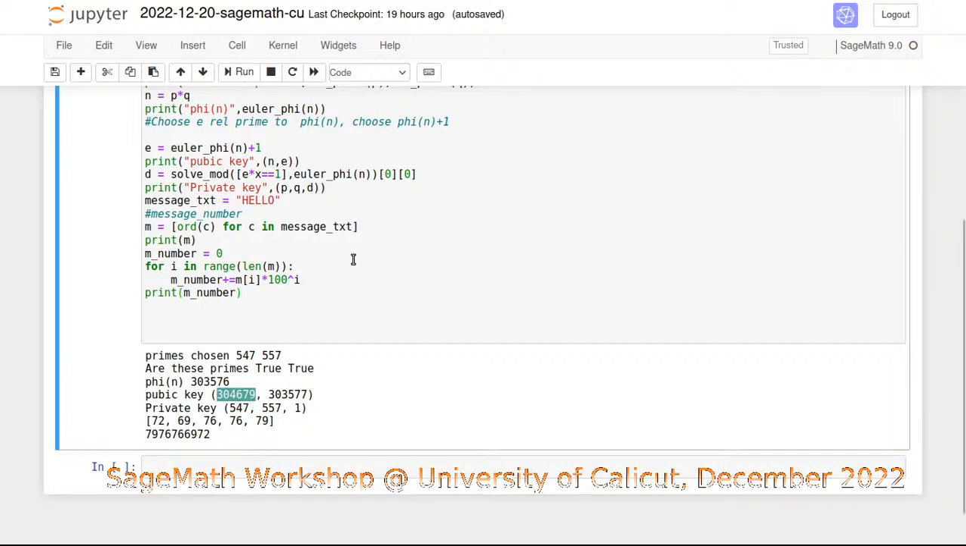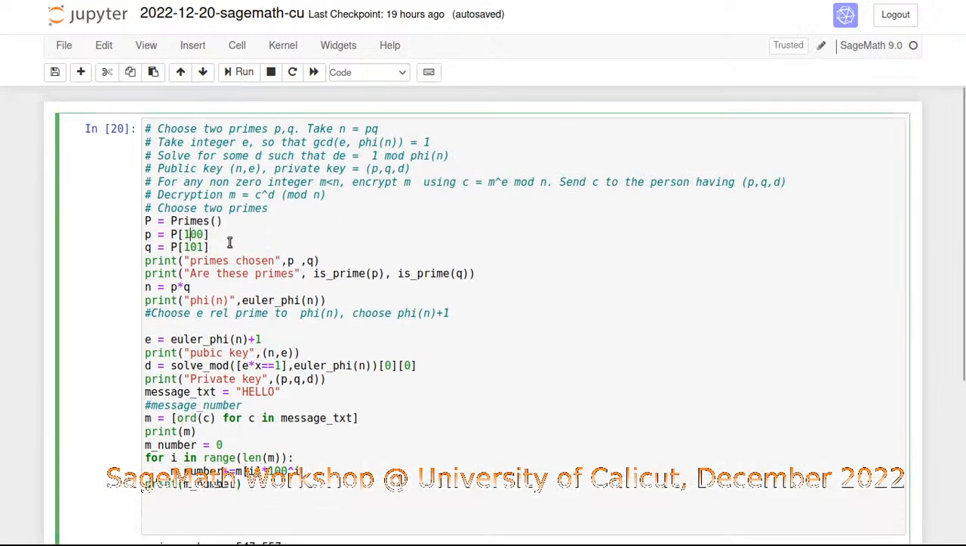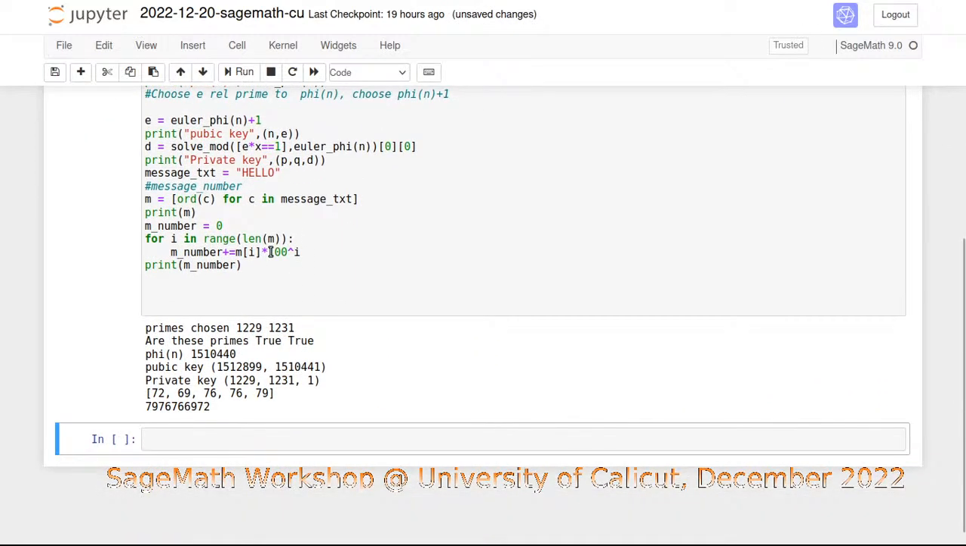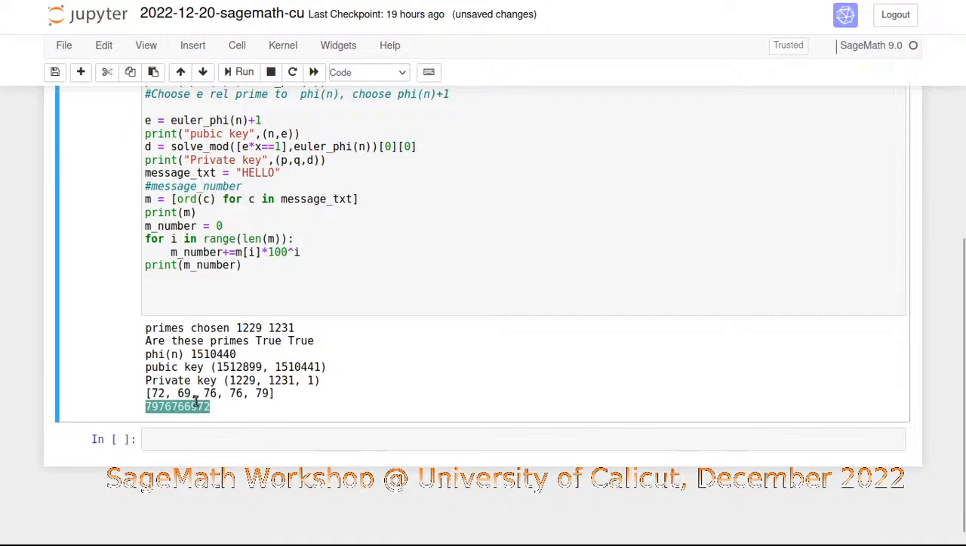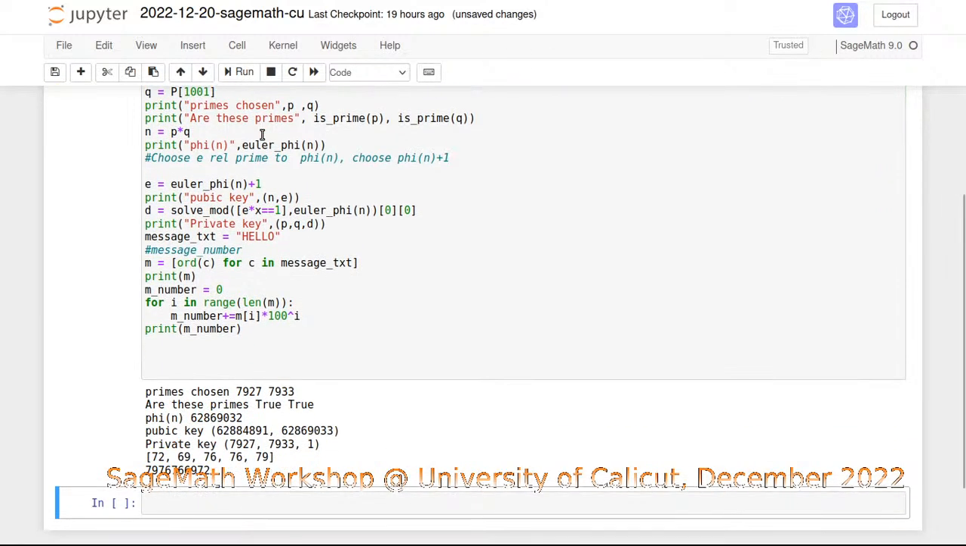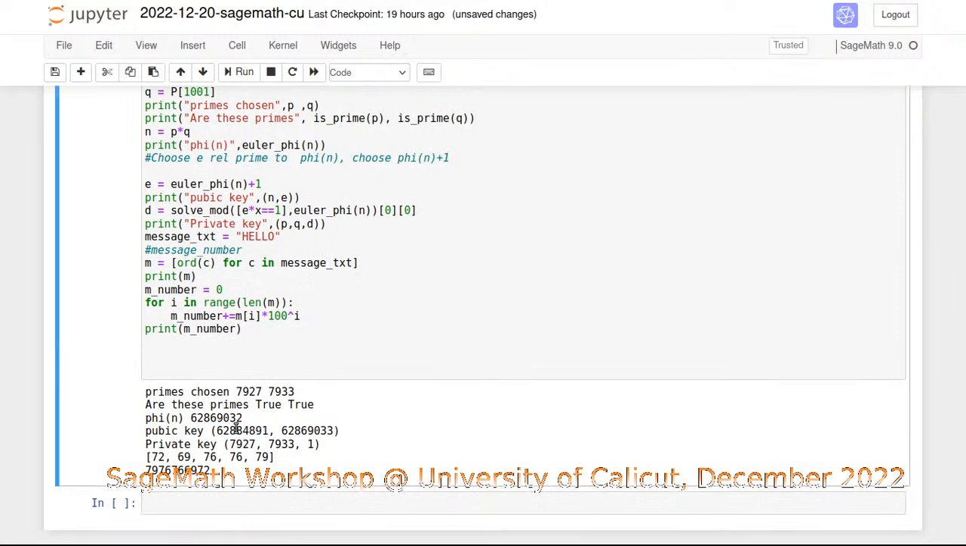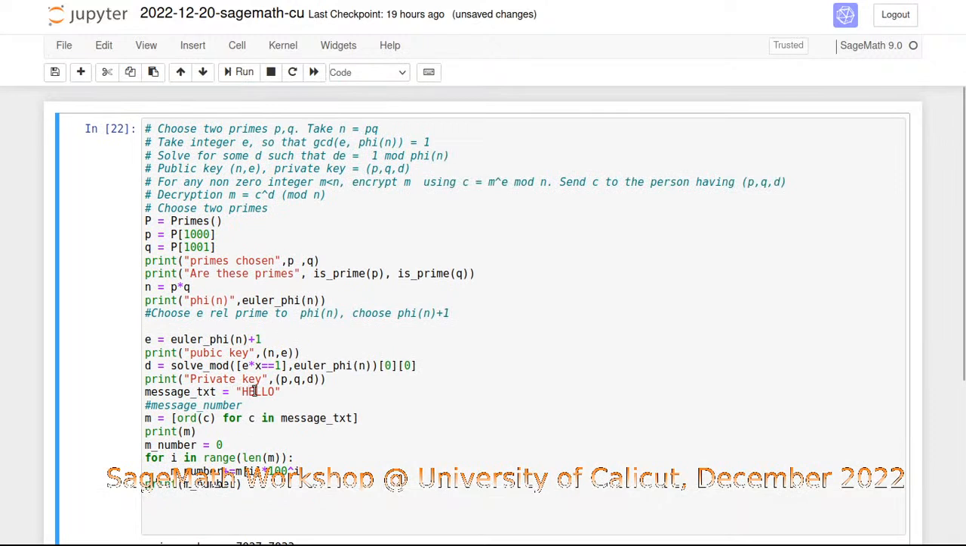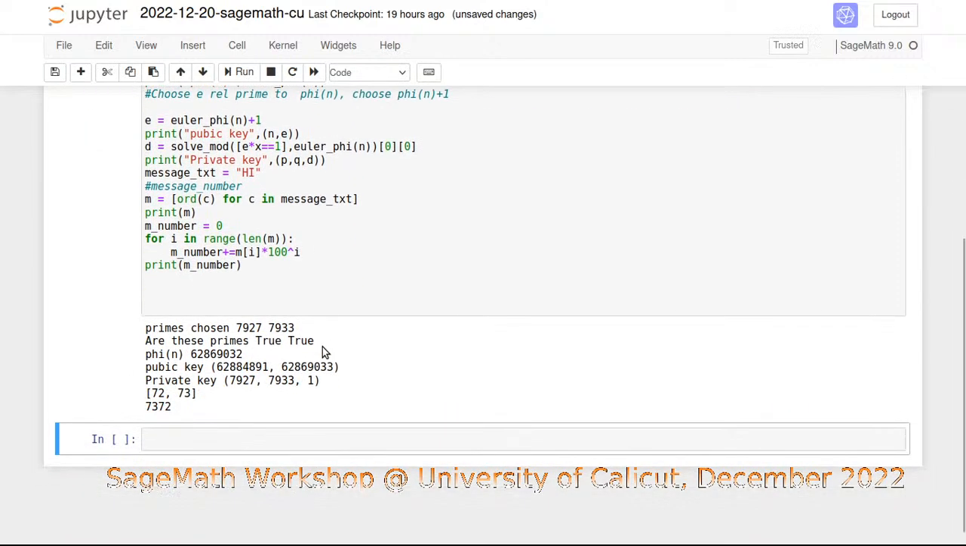304679 is the number that we are getting, but we need to take something more than that. Because our message is a large number, we should choose larger primes. So let us take 200 and 201 and see. That's also not enough. Let's take 1000, 1001. Otherwise, let us reduce this. Okay, that's good enough.